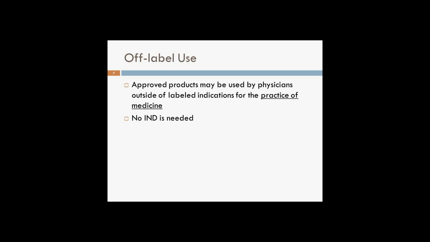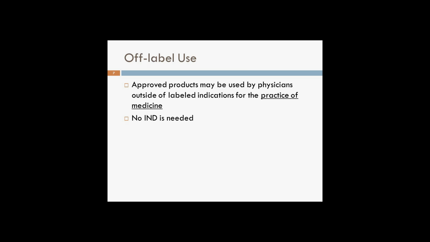Approved products can be used by physicians on a case-by-case basis outside of what they are approved for, for what we call the practice of medicine. So if it's not a study of how effective this drug is to treat disease X, then any physician can prescribe any drug off-label if they think that will benefit the patient on an individual basis.